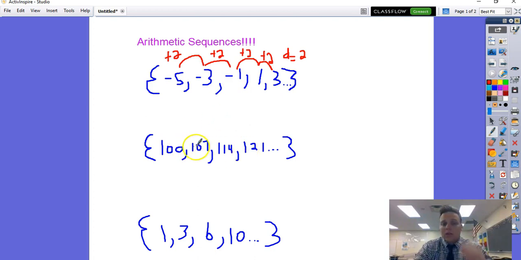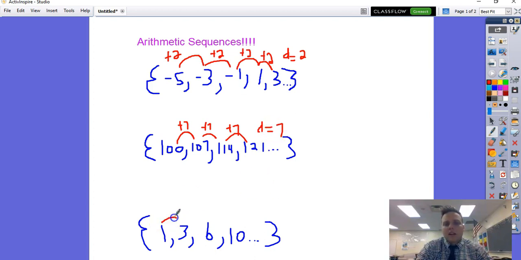Alright, let's look at this next one. 100, 107, 114, 121, and it keeps going to infinity. Plus 7, plus 7, plus 7. Alright, so the common difference is clearly 7. So d is equal to 7.